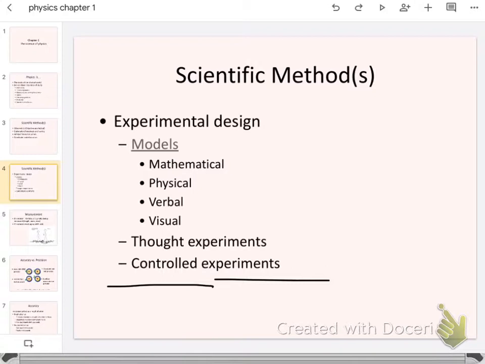Controlled experiments are the ones that you're all familiar with. You did a STEM fair project for Ms. Berger as a sophomore, and that was right before everything shut down. Did you guys finish STEM fair projects? I know, Juan, you did not in here. You may have in your home school.